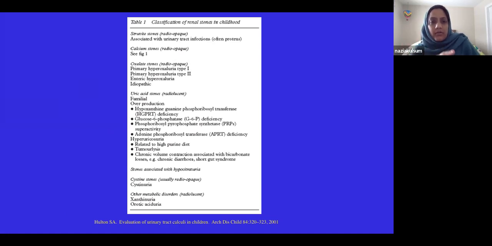So broadly, you can classify stones as calcium stones, which would be your calcium oxalate, calcium phosphate stones, oxalate stones, struvite stones, uric acid stones, and then cysteine and other metabolic stones like xanthine and orotic aciduria. Again, this is very rare. We won't be discussing that today.